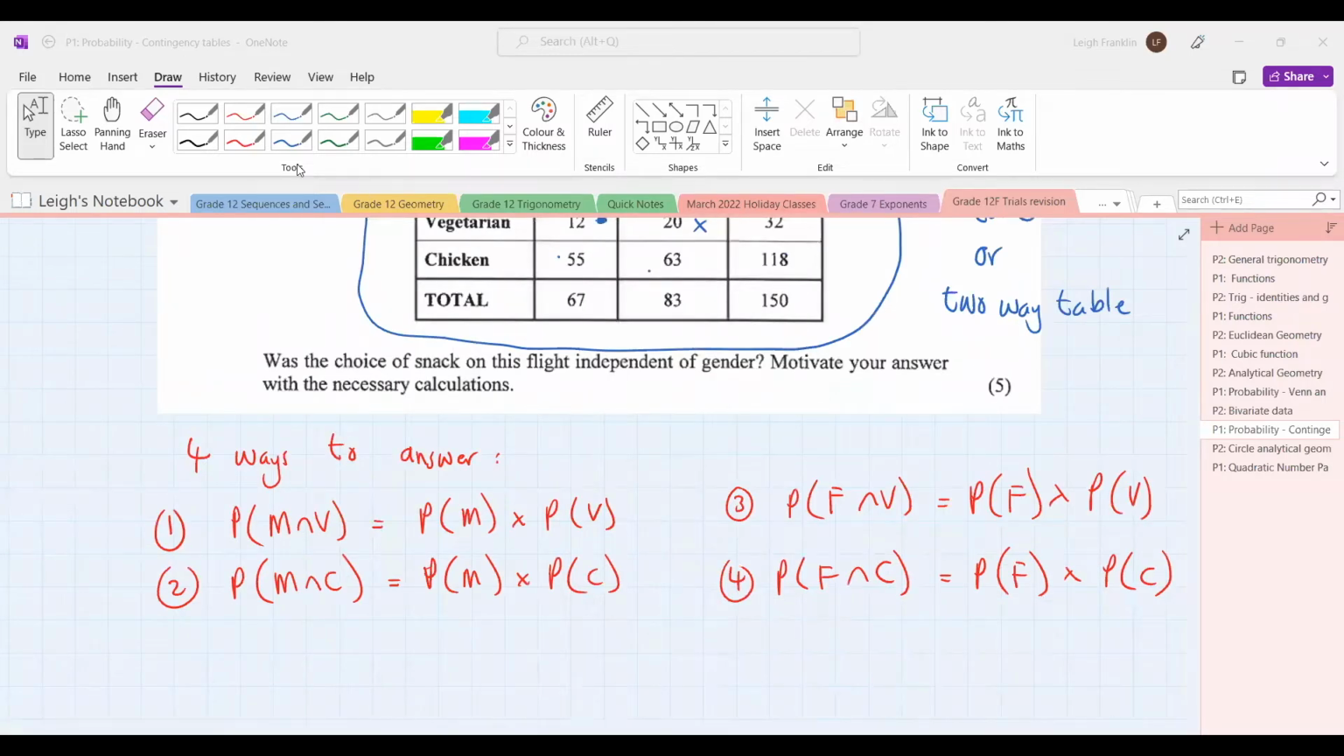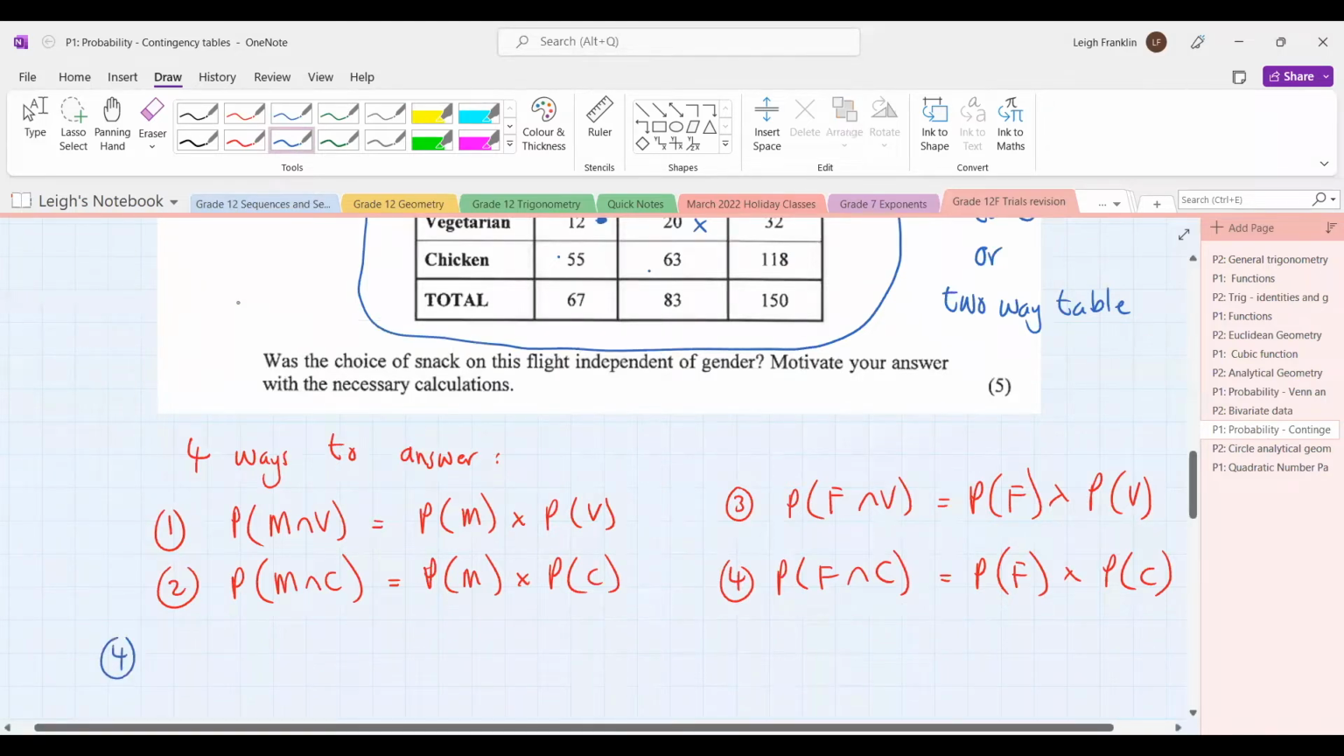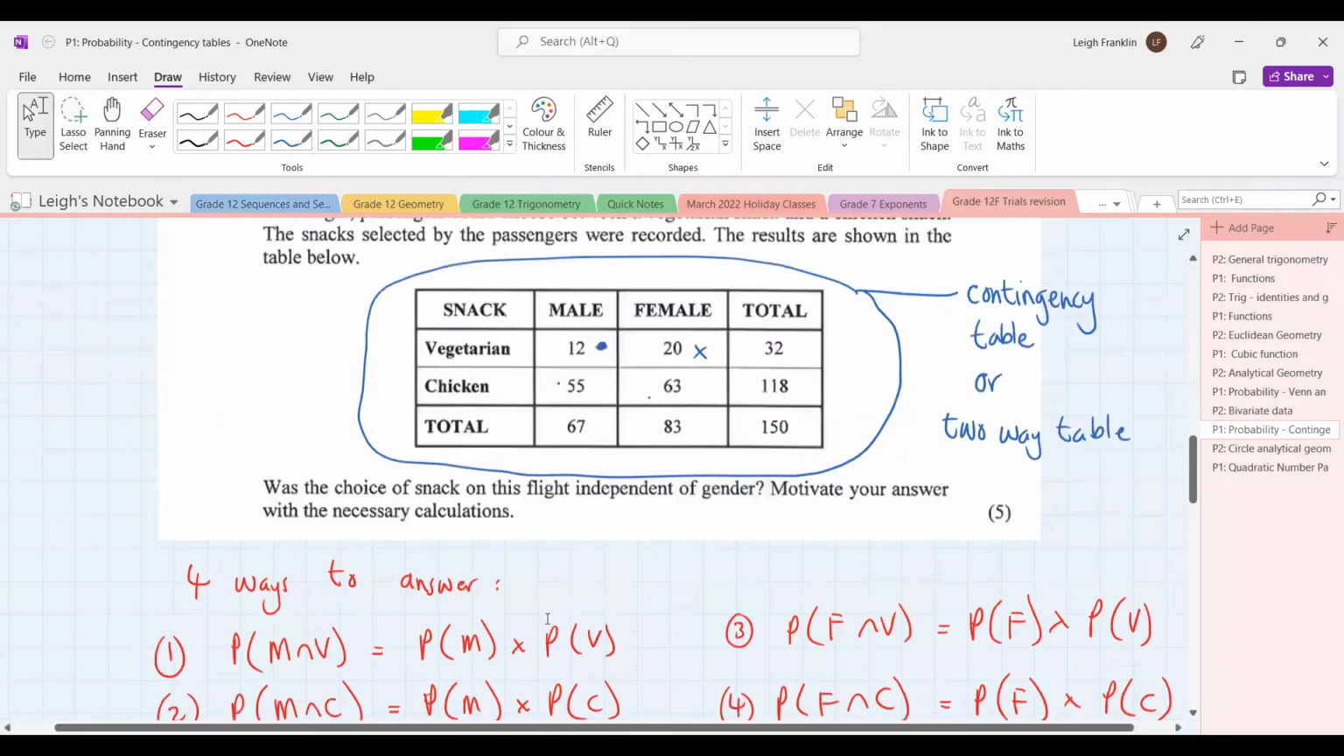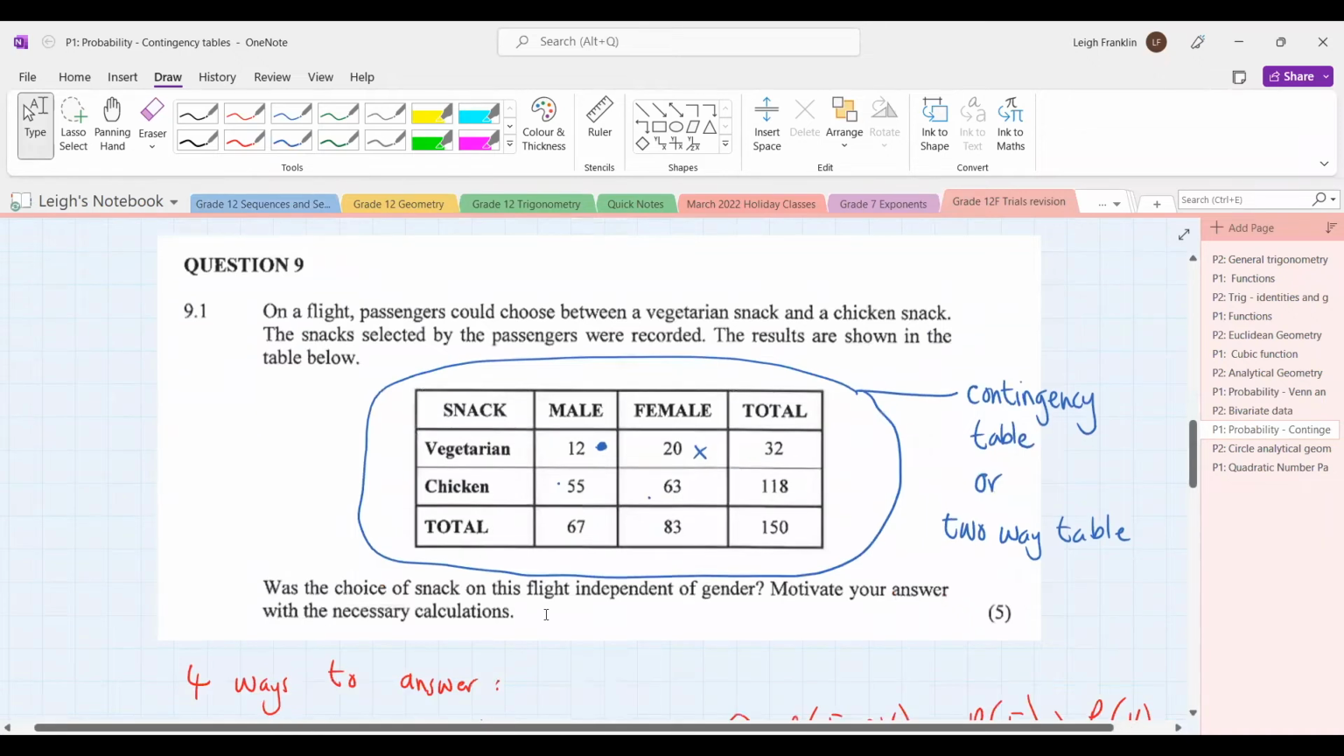Okay. All right. So number 4, let's look at it from that perspective. So we've got to do it left-hand side and right-hand side. So the probability of someone being female and choosing chicken. Oyama, go and look at the table and which block is for female and for chicken. How much is in that block? 63, exactly. Okay, so 63 out of what?